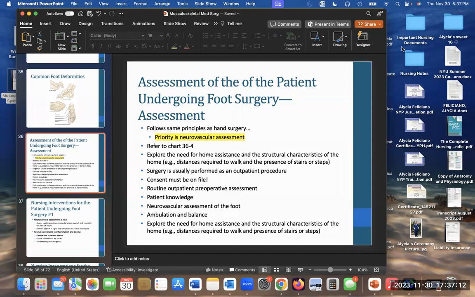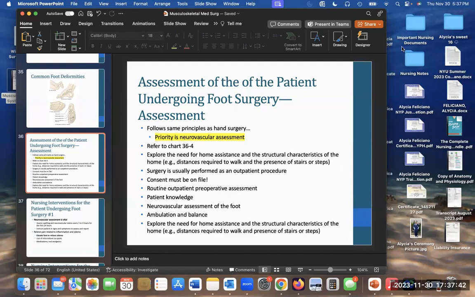Those 5 P's: pain, pulses, pallor, paresthesia, paralysis. That's what we're looking for. We're also looking at infection. We need to make sure that prior to the surgery, consent is on file. We don't get consent, the physician does. We don't do that. We witness that we saw them talk about the procedure and the patient sign it. We witness the patient's signature, but we do not obtain consent. That is the physician's job, okay?